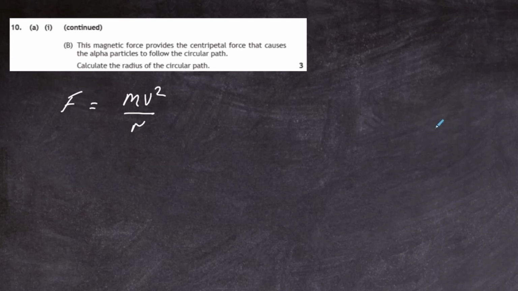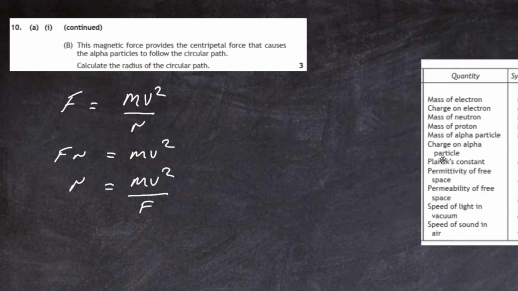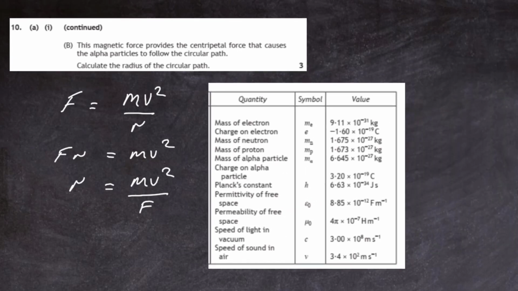Now we have to find R, so we simply cross multiply, and we get Fr is going to equal mv squared, and to find the radius, R is going to equal mv squared all upon the force. So that's us rearranged everything to find the radius. One thing we have to do is find the mass of the alpha particle. Once again, we go to our data sheet at the beginning of it, and you can see it circled there. The mass of the alpha particle is 6.645 times 10 to the minus 27 kilograms.